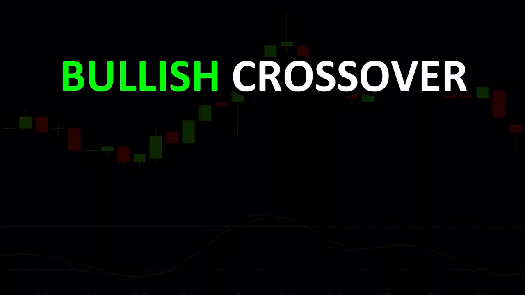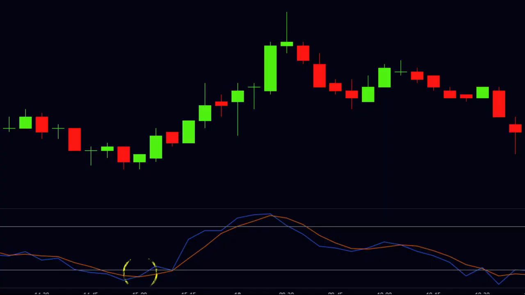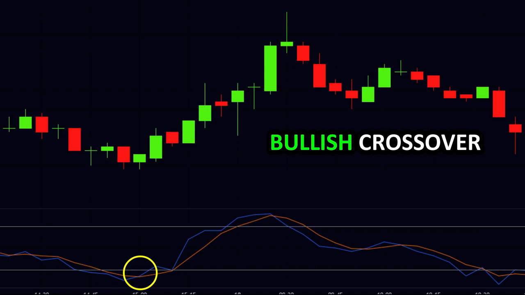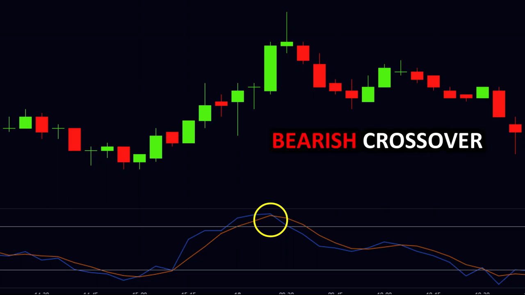Now let us understand the bullish crossover and the bearish crossover. When the %K line crosses over the %D line from downside to upside, it is called a bullish crossover, and when the bullish crossover happens below the 20 level, it will give a buy signal. Similarly, when the %K line crosses over the %D line from upside to downside, it is called a bearish crossover, and when this bearish crossover happens above the 80 level, it will give a sell signal.